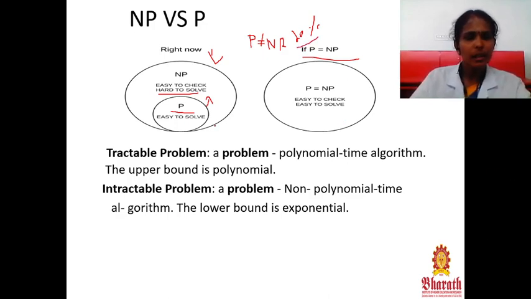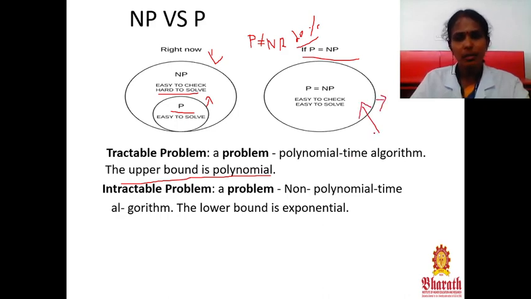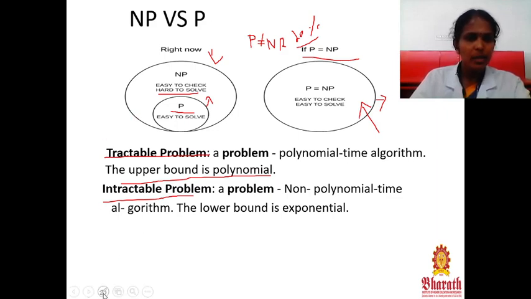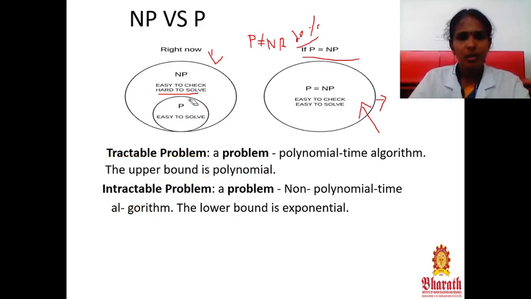Another name for P and NP is tractable and intractable problems. Tractable means a polynomial time algorithm whose upper bound is polynomial. If I can find the time complexity of a problem, I can say it is a tractable problem. If I couldn't find the time complexity, it is non-deterministic, and I can say it is an intractable problem. So the P polynomial class is tractable, and non-deterministic polynomial time is intractable.